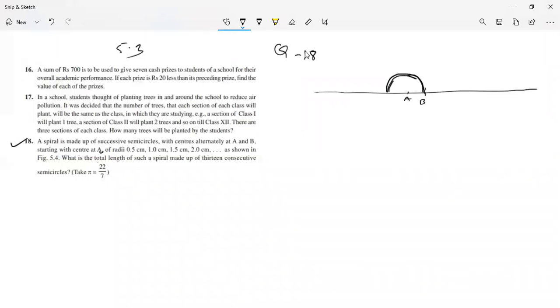Okay. Then from B, because this is 0.5, this will become 1. So when you take B as center, it will become like this. This will come up to double of this. So like this, every time the radius is increasing by 0.5. That means the radii of these semicircles will be: the first will have 0.5 centimeter as given, second will have 1.0 centimeter, third will have 1.5 centimeter, then 2 centimeter, and so on.